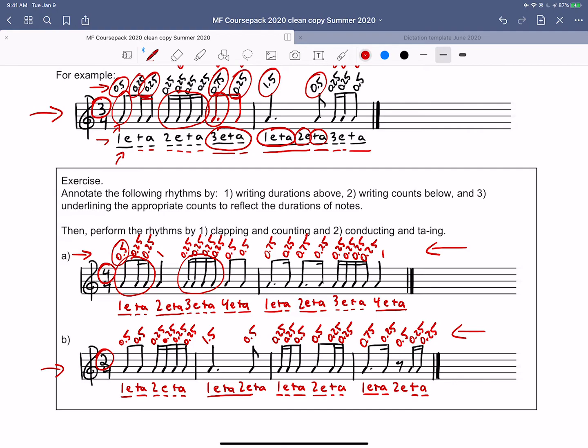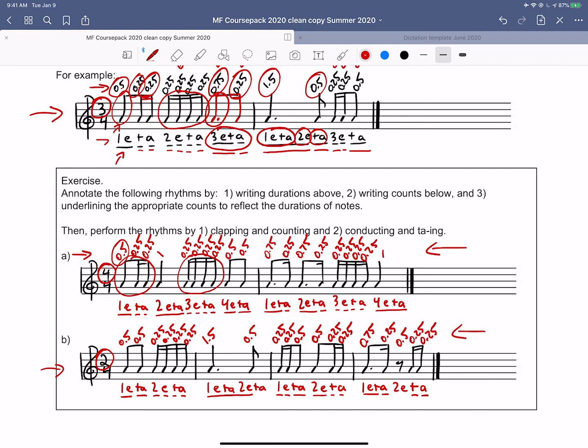So here's how this one goes. 1 e and a 2 e and a, 1 e and a 2 e and a, 1 e and a 2 e and a, 1 e and a 2 e and a, 1 e and a 2 e and a. So a little bit more challenging to perform by the very end, but something that you certainly can do.